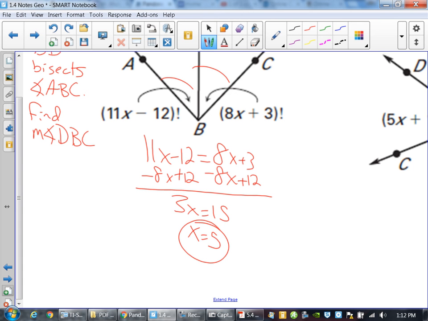So if x is 5, I wanted to figure out what DBC is. What do I do? Plug it in. Substitute back up here. What's 8 times 5? 40 plus 3 is 43. And does it take long to double check the other side as well? No. What's 5 times 11? 55. 55 minus 12 is 43. So it worked out okay.